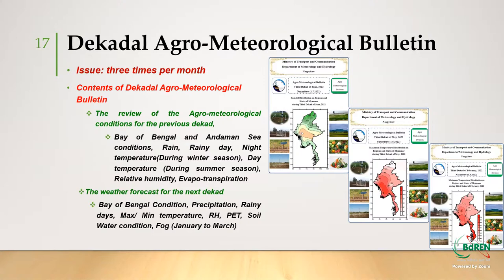In the agro-met bulletin, we have 2 parts. The first part is we review all the agro-meteorological conditions and parameters for the previous decade, as I mentioned here. And the second is we issue the weather forecast for the next decade.